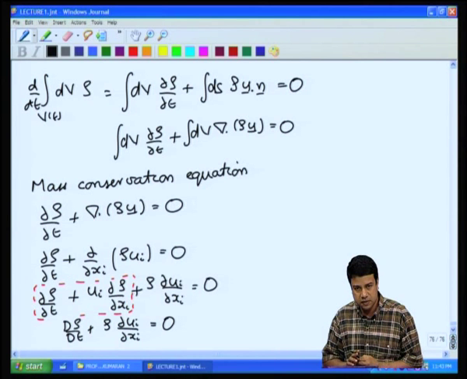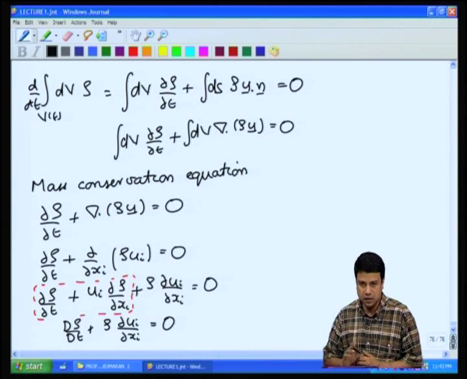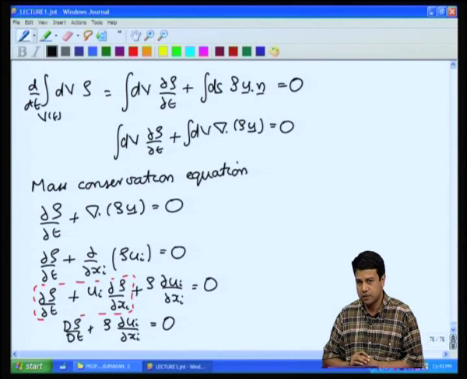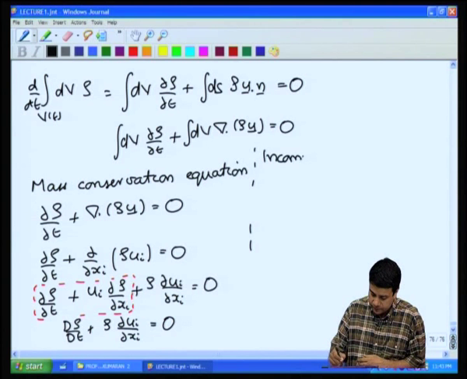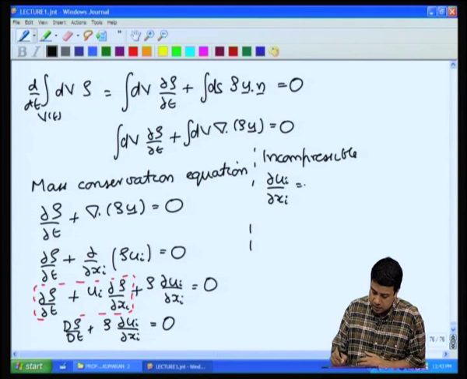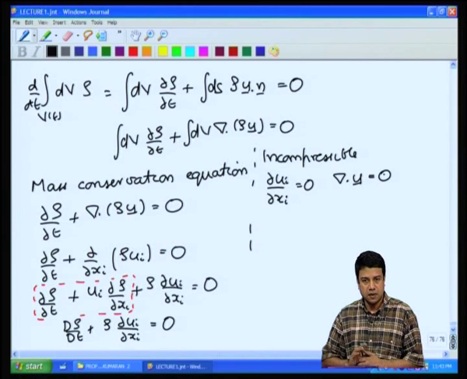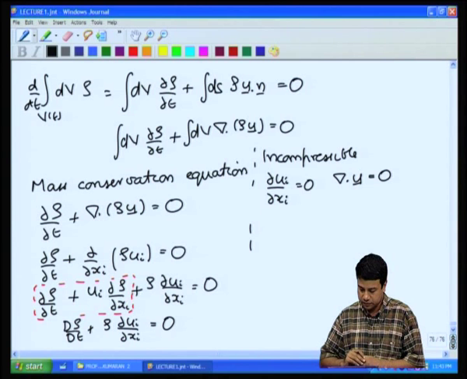If the density is a constant, then d rho by dt in a moving reference frame has to be 0, and therefore, I have the mass conservation equation for constant density, incompressible. Density is a constant. I have partial u_i by partial x_i is equal to 0, or the divergence of velocity is equal to 0. As I just discussed, the isotropic part of the rate of deformation tensor is 0. There is no radially outward or inward flow.